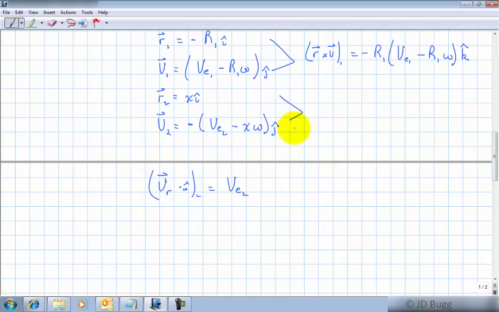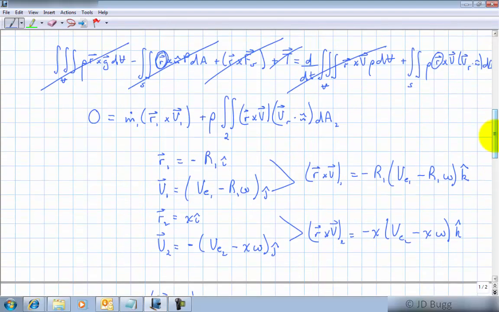So we can also take this cross product up here. We need R2 cross V2. So R cross V at exit 2 is equal to minus x, so that's a variable moment arm, VE2 is a constant, minus x omega. And that's all in the k direction.